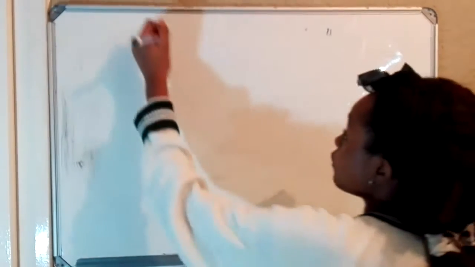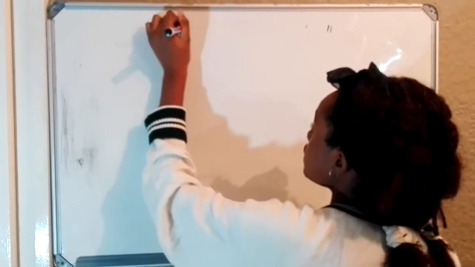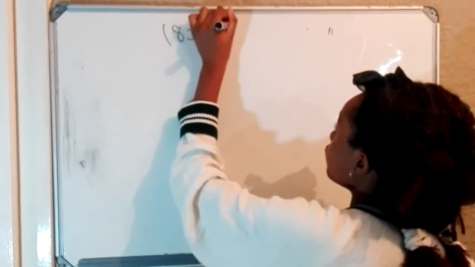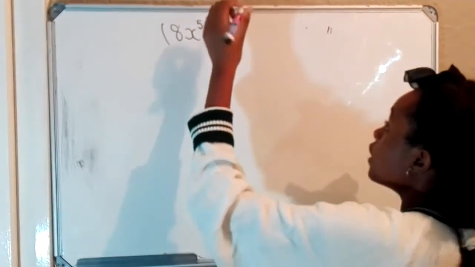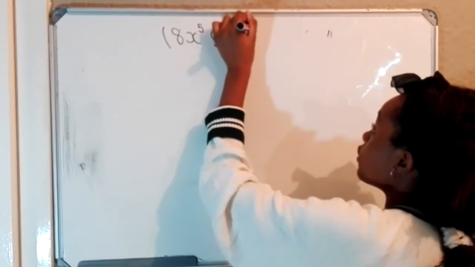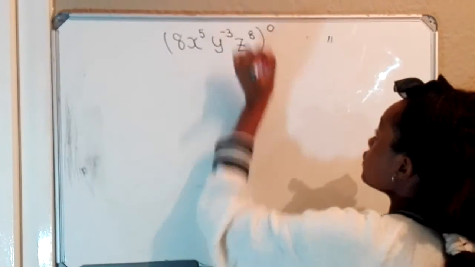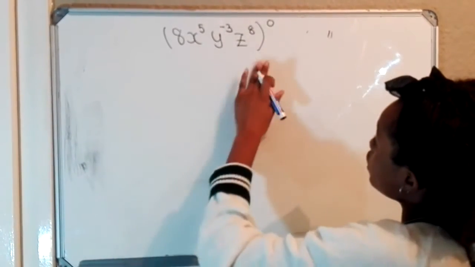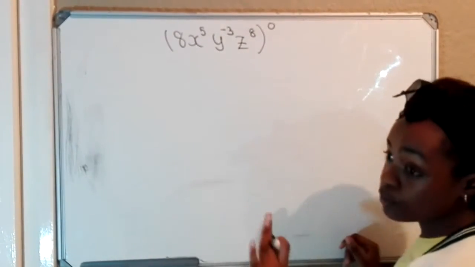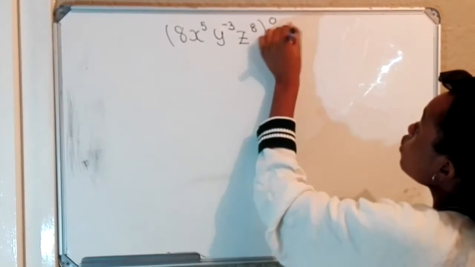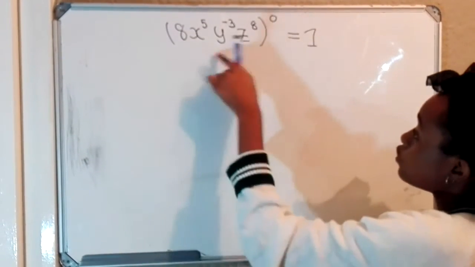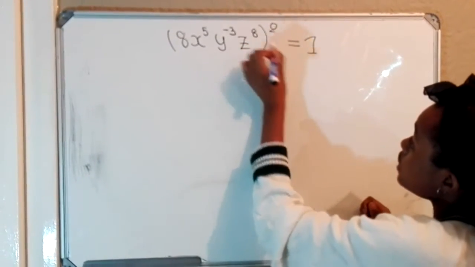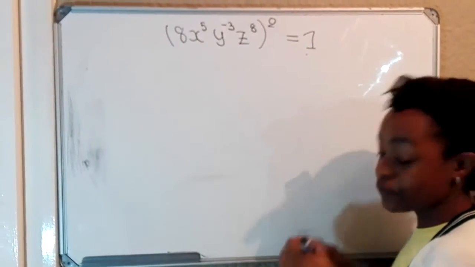Okay, let's say we have this one. We have 8x to the power of 5, y to the power of negative 3, and we have z to the power of 8. Everything raised to 0, okay? So anything raised to the power of 0 is equal to positive 1. So that's that. Anything raised to the power of 0 just gives you an answer of 1, okay?